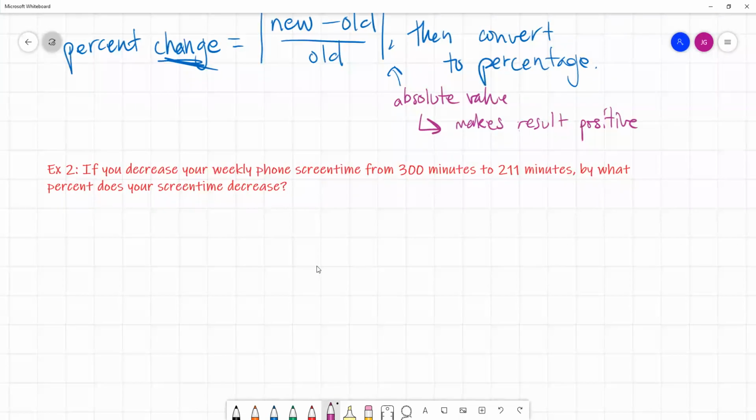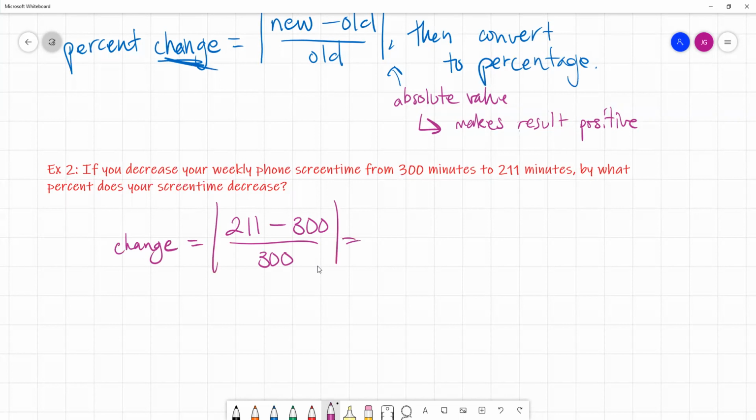So now let's go ahead and try this right here. If I want to calculate the percent change, the change is going to be equal to my new value. So my new screen time was 211 minutes minus my old screen time, which is 300 minutes, divided by my old screen time, which is 300 minutes. Okay, so let's calculate that. We have 211 minus 300. That's going to give us, and I forgot my absolute value bars, not bad, negative 89 divided by 300. Keep my absolute value bars.